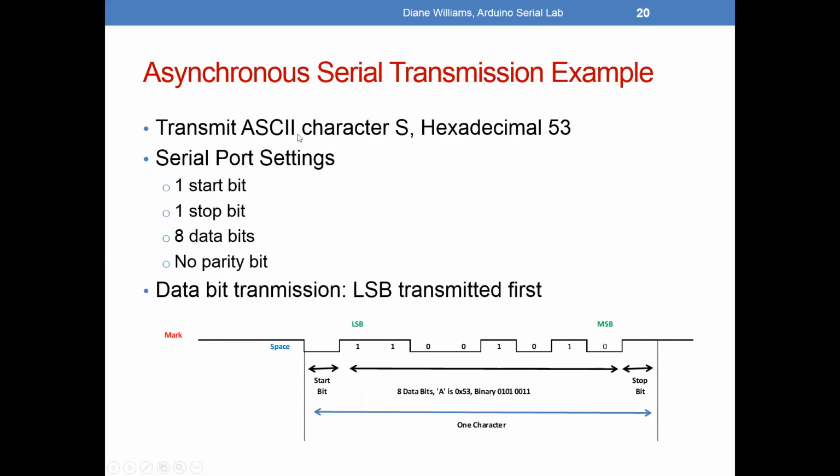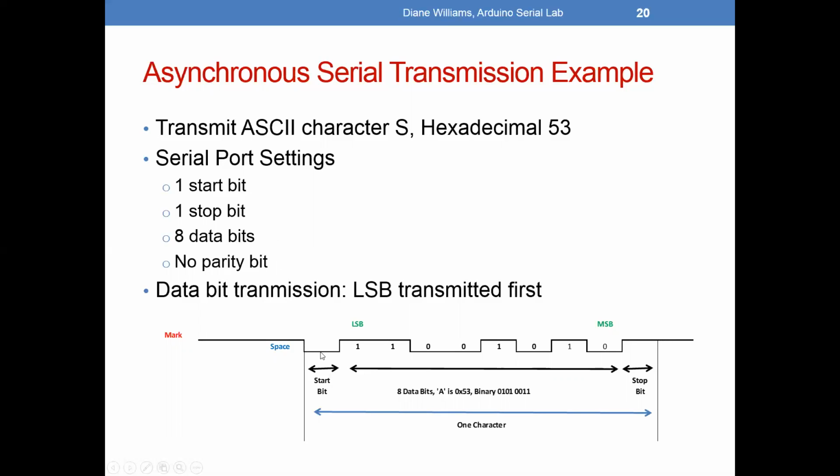If you want to transmit the ASCII character S, if we went back to the ASCII table, we'd see that the hexadecimal representation of that is 53. So hexadecimal 5 is binary 0101, 3 is 0011. And if we set up the serial port settings to have 1 start bit, 1 stop bit, 8 data bits, and no parity bit, that means there's 10 bits per frame, and a frame is a byte.